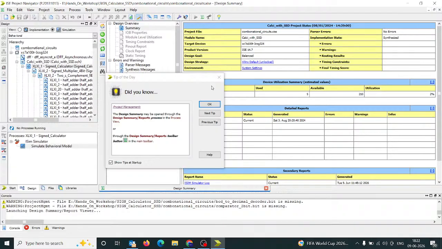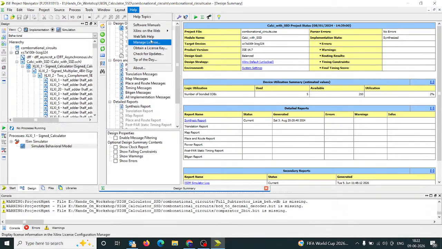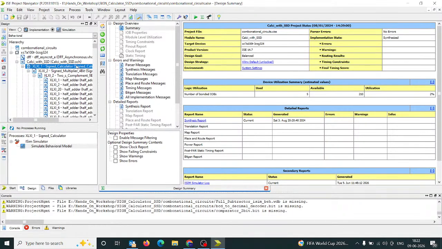So this is your Xilinx ISE tool, which we generally use to build the hardware design using combinational and sequential gates and circuits. And this is the ISE tool where we have designed the circuit of the complete sign calculator. And I'm going to show you the demo in its simulation.